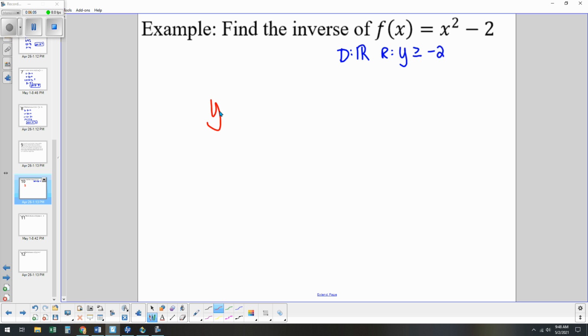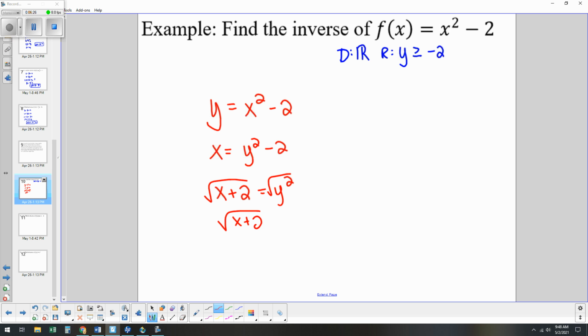So I'm still going to do everything the same. I'm going to start with y equals x squared minus 2. I'm going to switch the x and the y. So x equals y squared minus 2. So we'll add 2. So x plus 2 equals y squared. And to get y squared to become y, we would take the square root of both sides, so that the square root of x plus 2 equals y. So my answer is g of x equals the square root of x plus 2 when x is greater than or equal to -2.